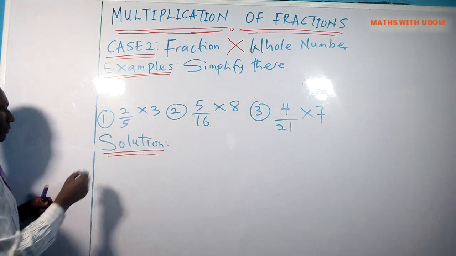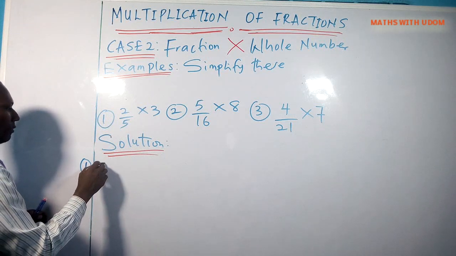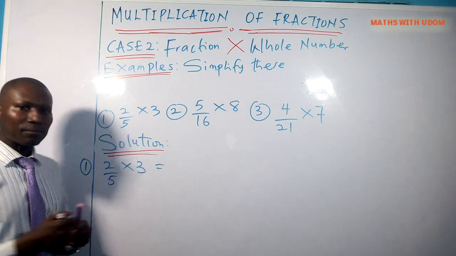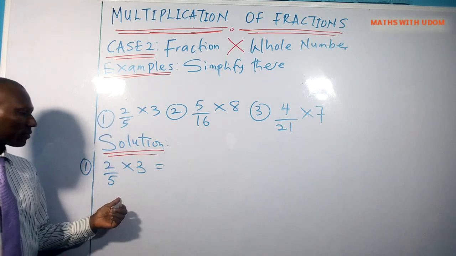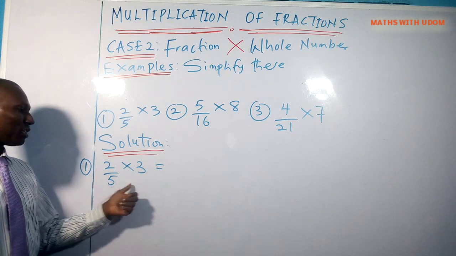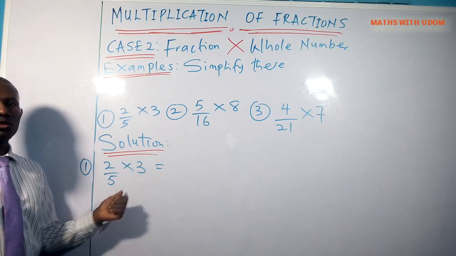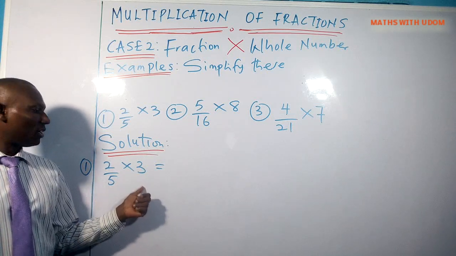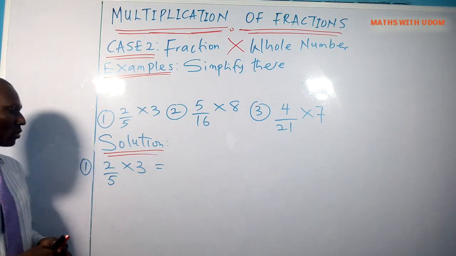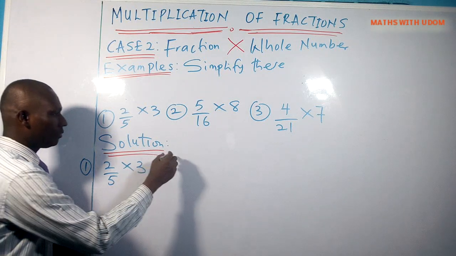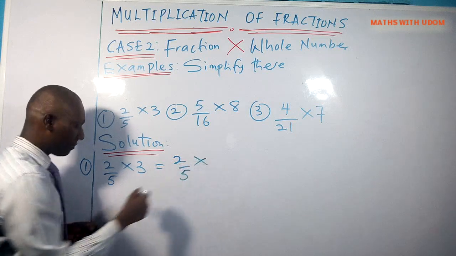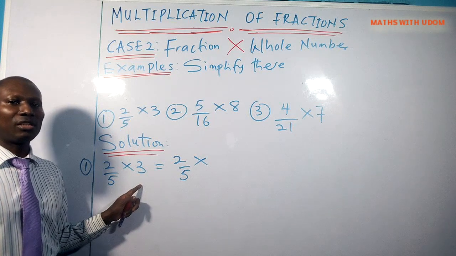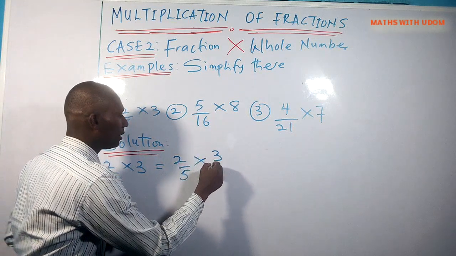So for number 1, what do we have? We have 2 over 5 times 3. What is the interpretation of this? It simply means 2 over 5 multiplied by 3, or 3 lots of 2 over 5, or 2 over 5 appearing 3 times. So let's have 2 over 5 times the equivalent of 3. The equivalent of 3 is the same thing as 3 over 1.